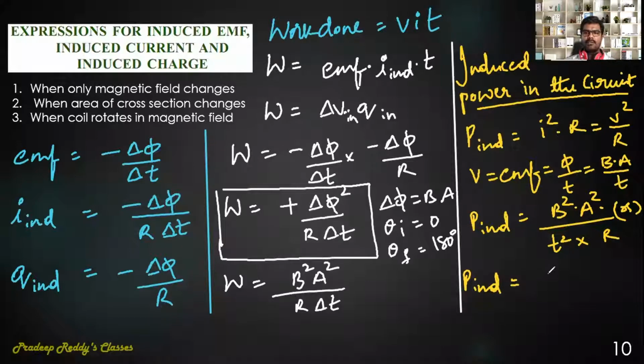What is I square? I square is B square A square divided by R square into T square into R. This R and this R get cancelled. Whatever the same equation which is obtained here, you will be getting the same equation for P induced over there. This is how you can find out from just V, I and Q. Whatever parameter we require, you can calculate that.